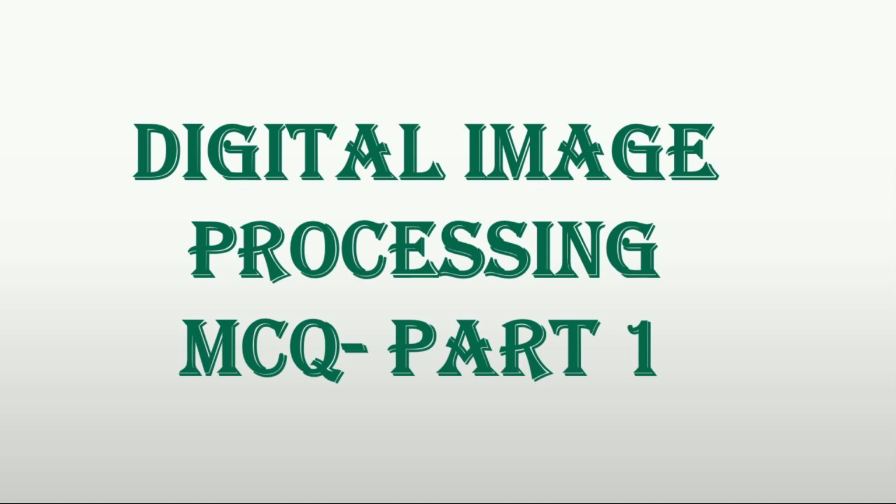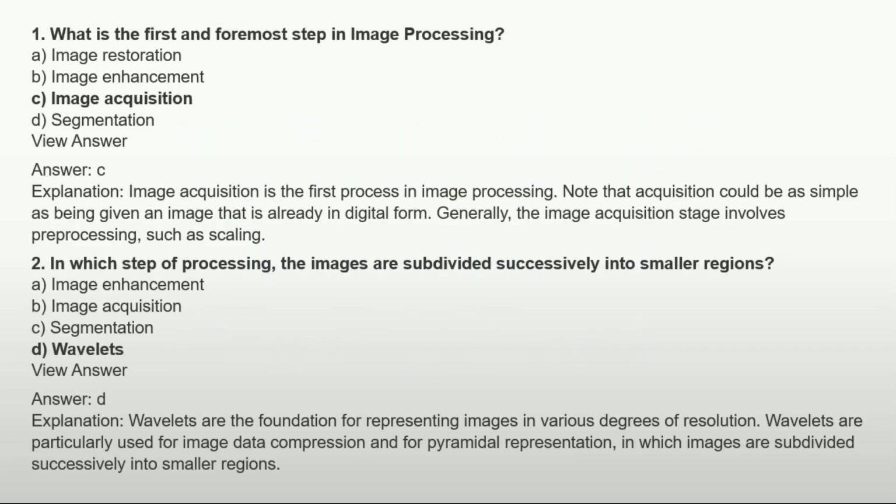So let's start with the questions. Firstly, we are going to see what is the first foremost step in image processing. Options are image restoration, image enhancement, image acquisition and segmentation. So the answer is very much clear. The first and most foremost step in image processing is image acquisition. That is a very simple question that we can see in exams as well.